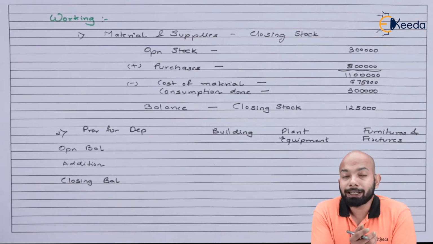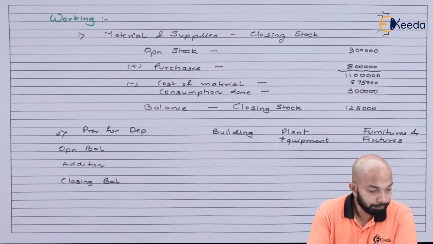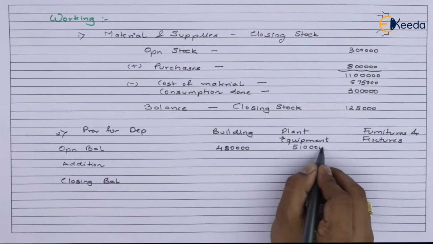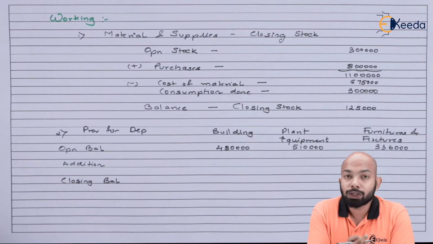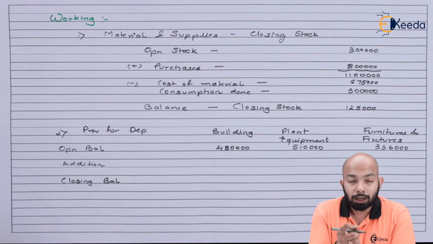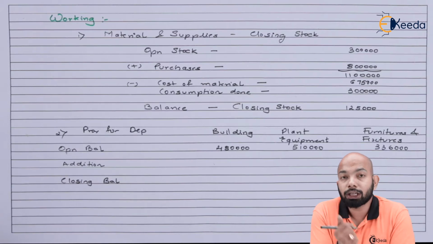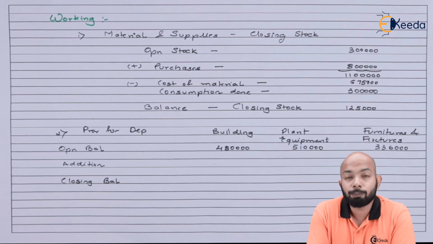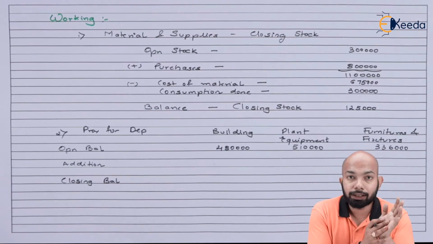So the provision for depreciation for all these three assets have been already mentioned. Let's mention that amount here. So we have 4,80,000, we have 5,10,000, and we have 3,36,000. Now, on the rates of depreciation that was mentioned there, we have to give out the depreciation here, and that will be the closing balances of provision for depreciation that will be mentioned in the balance sheet here.